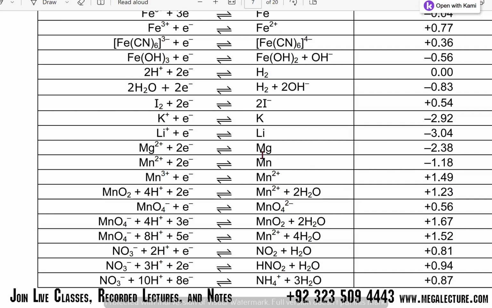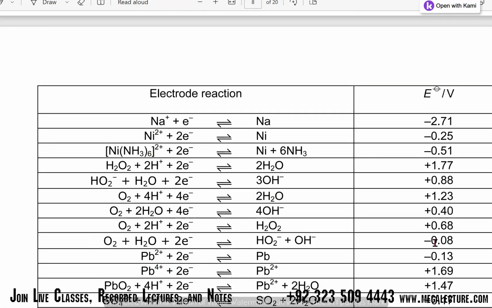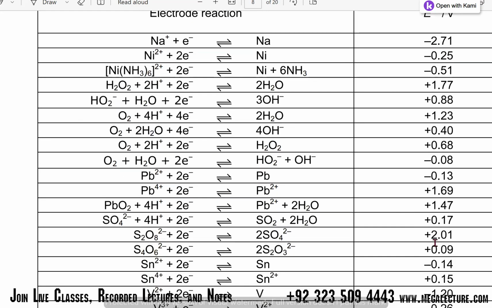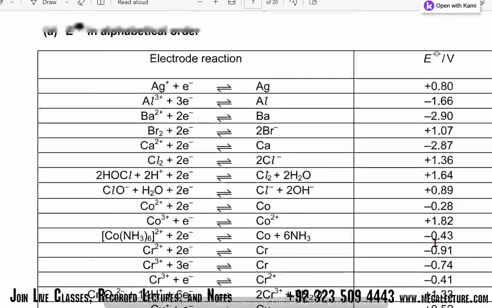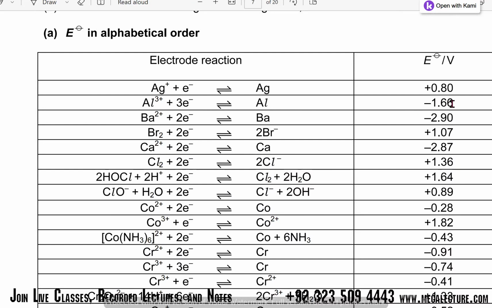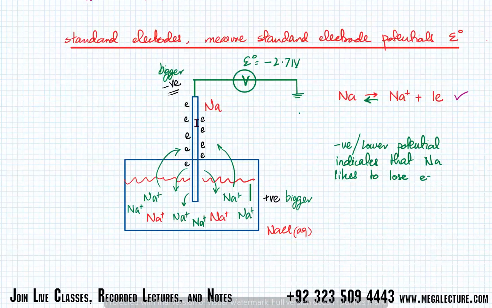Look at transition metals like manganese over here. Manganese is not that low. That means it likes to lose electrons, but not that much. So there's not going to be a lot of electrons that would accumulate on the metallic rod. Sodium is minus 2.71. We can also look at aluminium, that's minus 1.66. Barium, minus 2.90, also likes to lose a lot of electrons. So the idea is, the more the substance likes to lose electrons, the more electrons would accumulate on the metallic rod, and that's going to bring the potential very low.